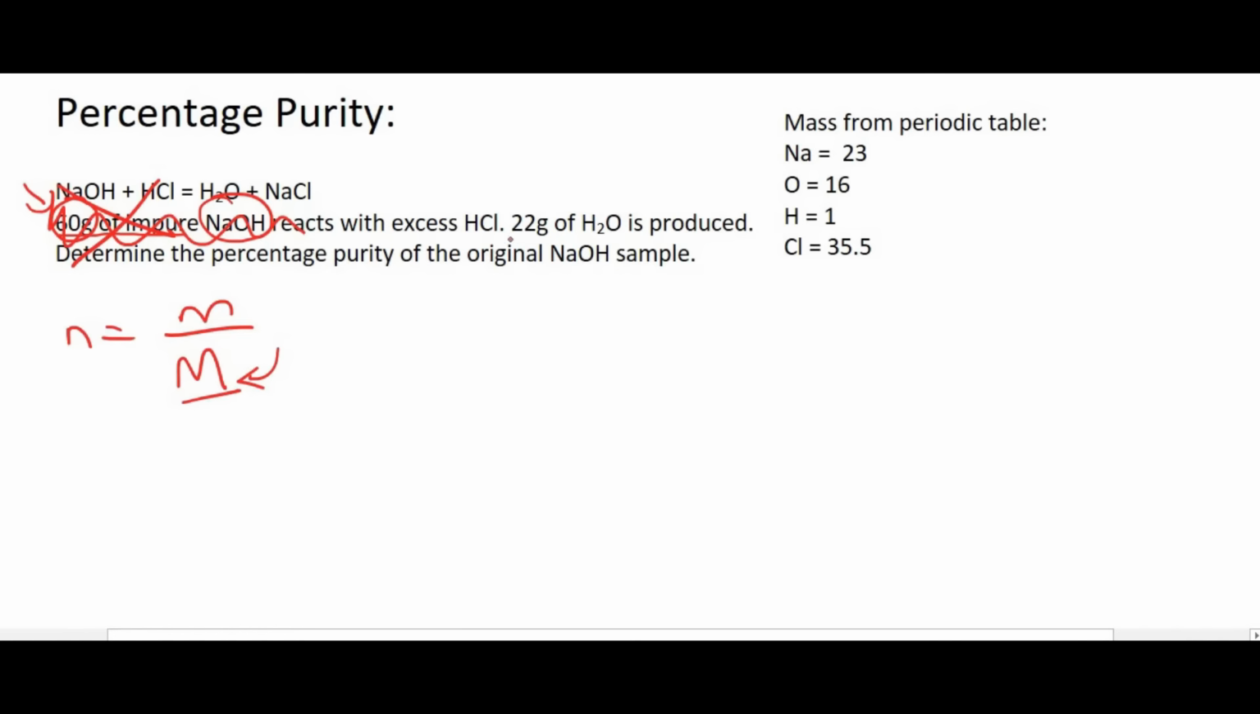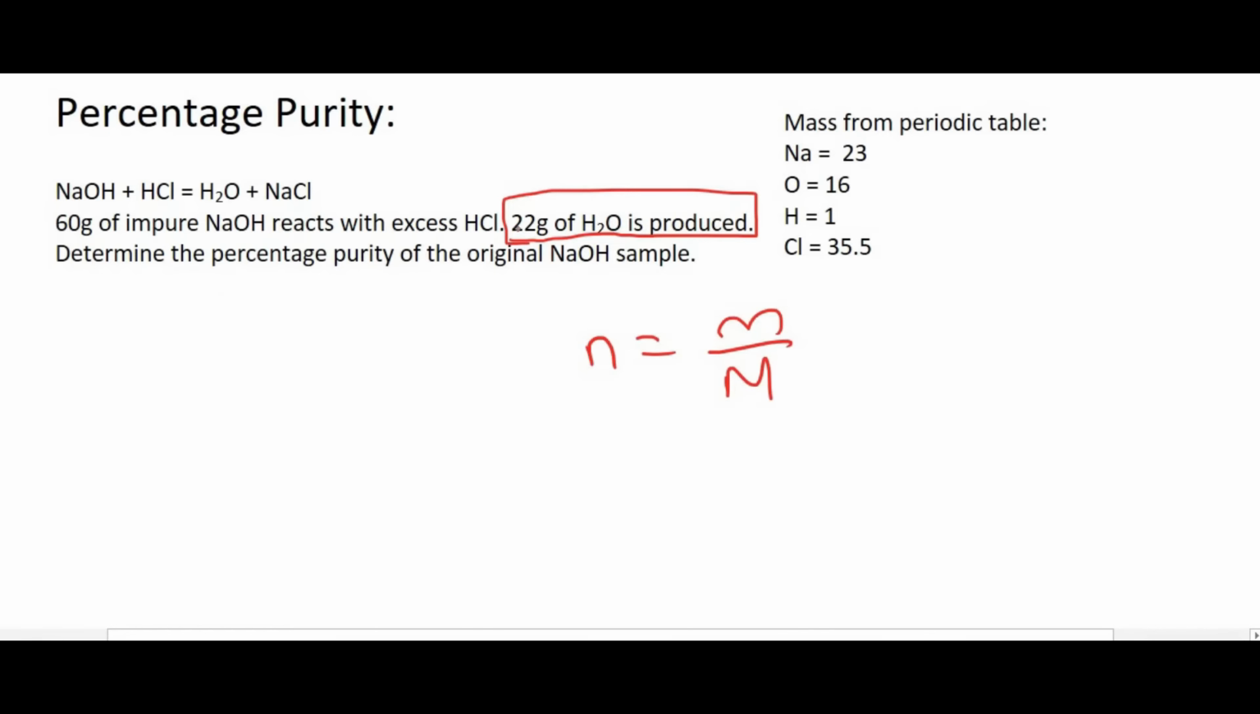Here's what we're talking about. 22 grams of H2O is produced. Well, that's pure stuff, right? So what we can do is work out the moles of that first. We use n equals m over M. Now that's going to be 22 grams of water, so 22 over the molar mass of water, which is H2, which is 2, plus 16, a total of 18. If we work out the moles of water, we end up with 1.22 moles.